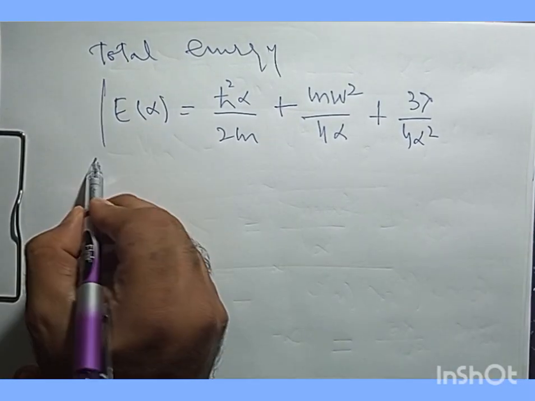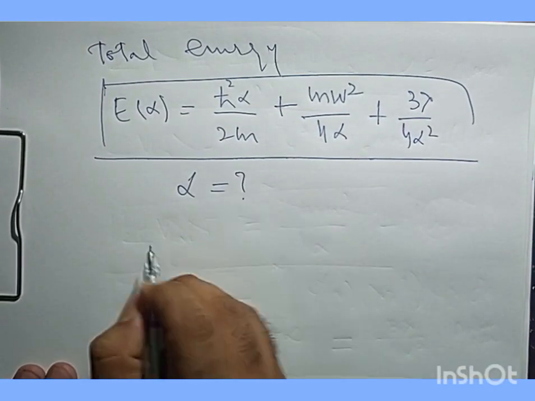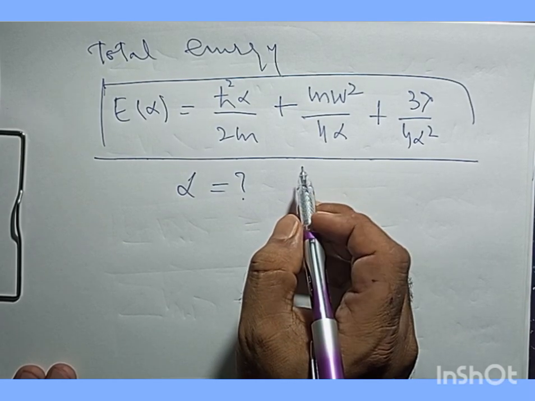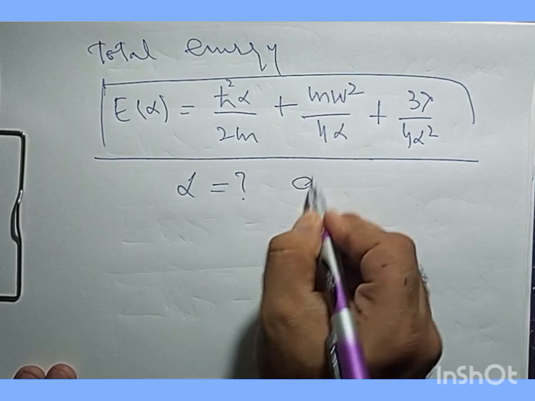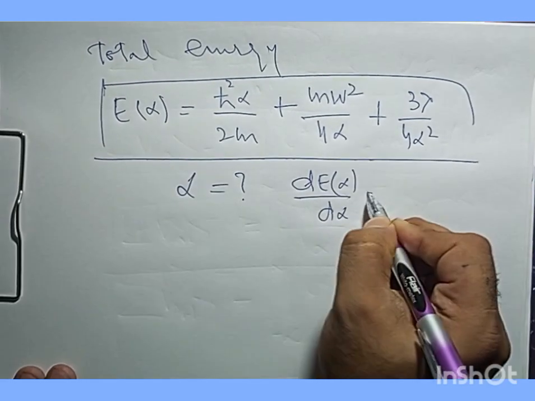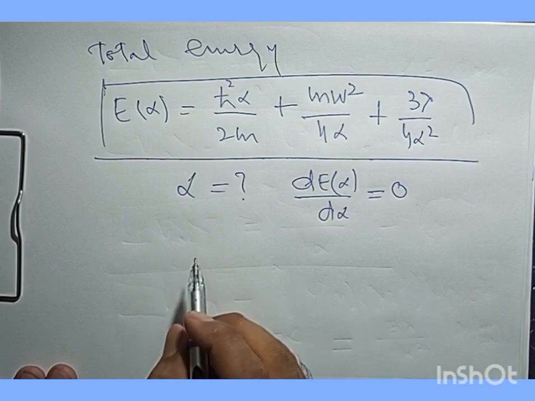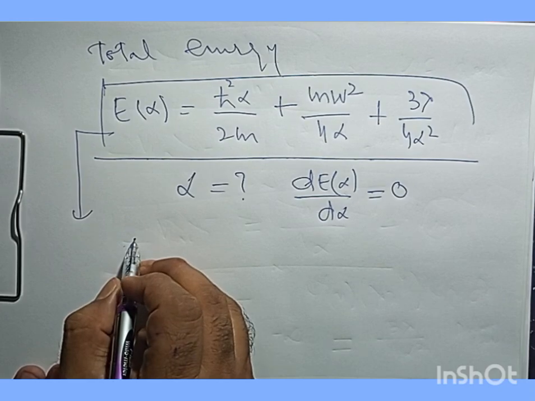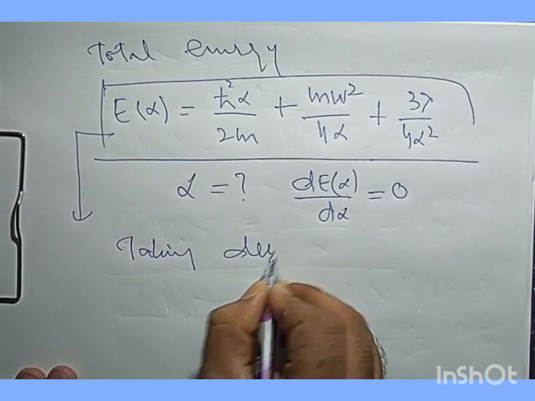Now from this equation we have to calculate this alpha, and how we calculate it is we minimize this equation. How do we minimize it? We minimize the trial energy coming over here, so that dE of alpha by d alpha is equal to 0. To do that, we take the derivative of this equation.